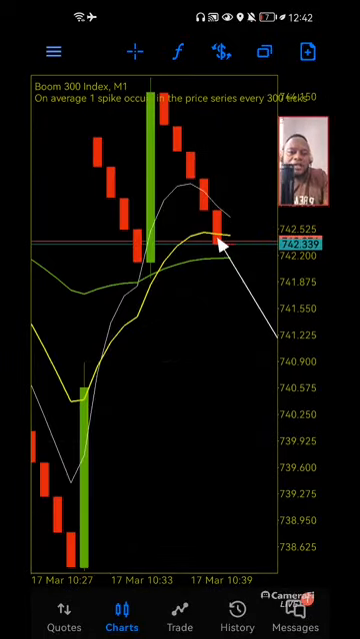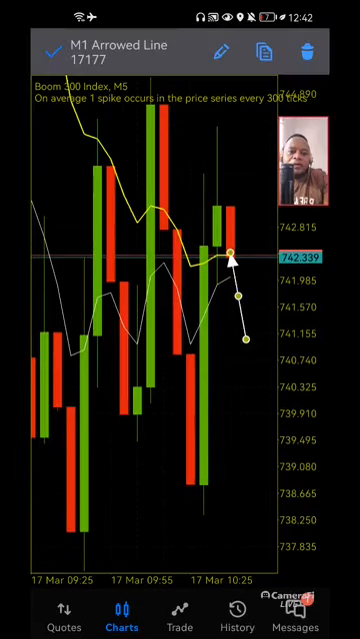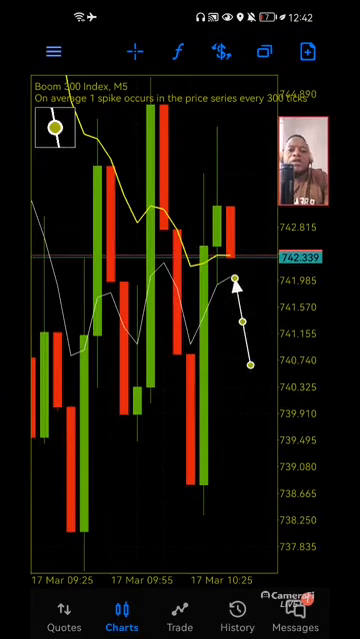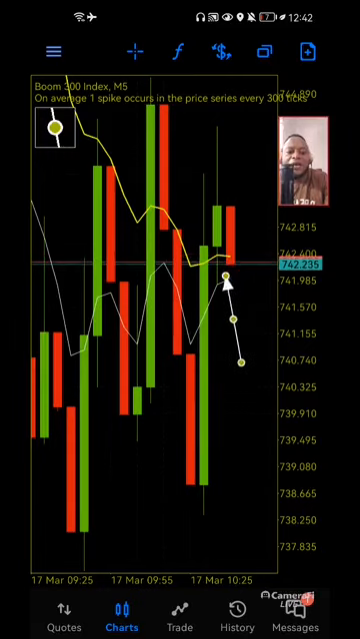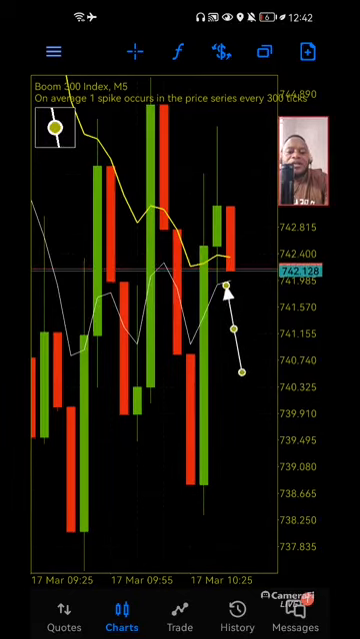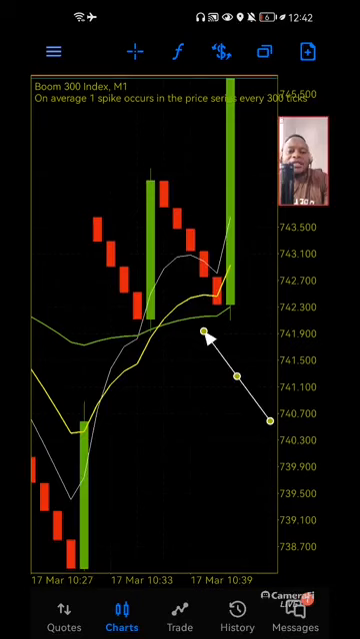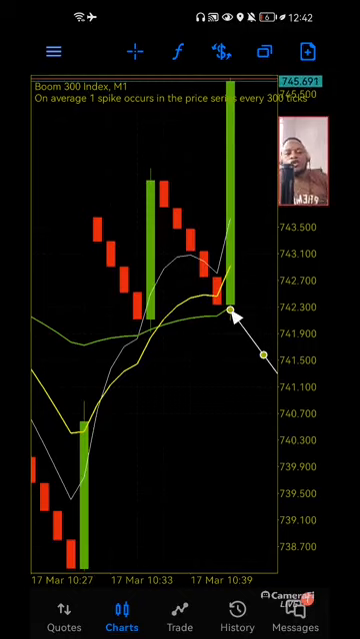I think my battery here is getting wasted. So on M5, this is how it looks like. We have yellow on M5. The maximum was there, but that's not important. What's important is that we have a buy signal. Boom 300. There is your spike. Perfectly caught. You catch the spike as perfect as that.